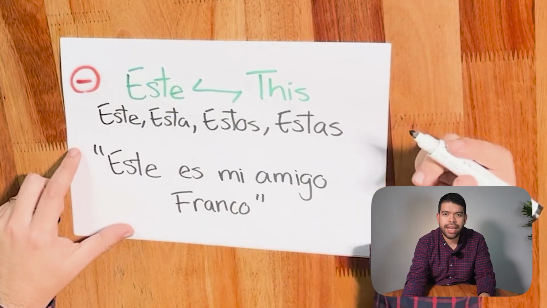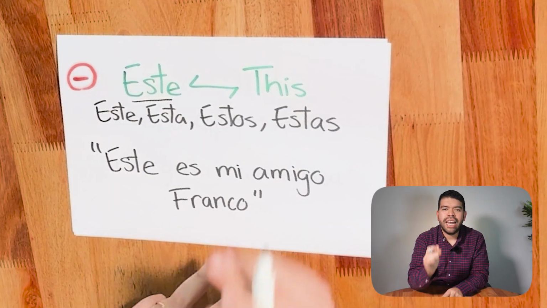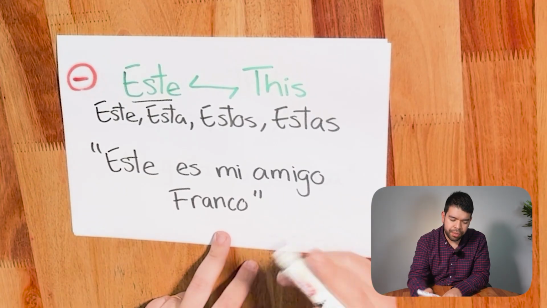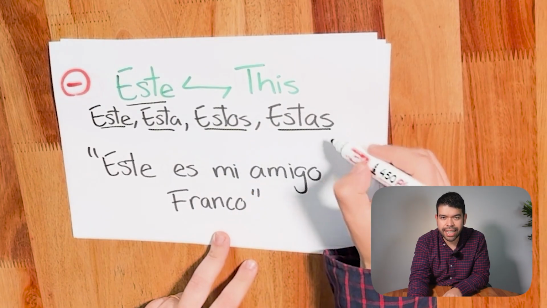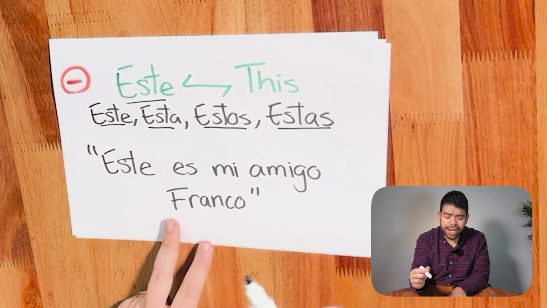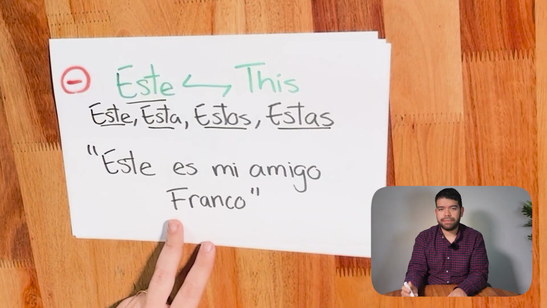Este means this, okay? Este is this. This word is used to talk about something that's close to you, okay? And I'm talking about really, really close to you. Like if it's within reach, if you can actually touch it, it's definitely este. Easy, right? Now, let's look at the variations right here. We have este, esta, estos, and estas. So, masculine, feminine, plural, and plural feminine.